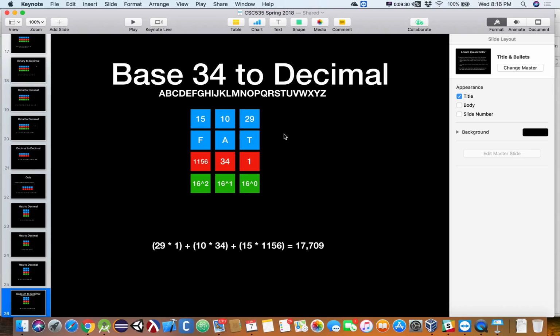What are the legal digits in base 1? It's just 0. You just count the number of zeros, and that gives you your value. Nobody uses that.